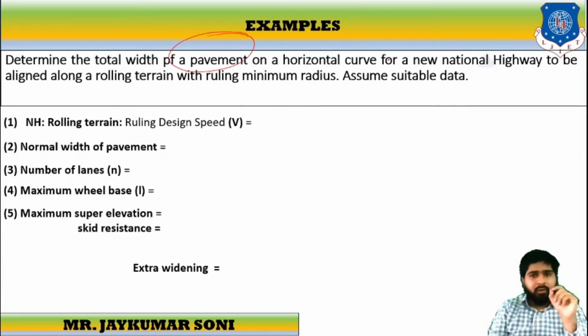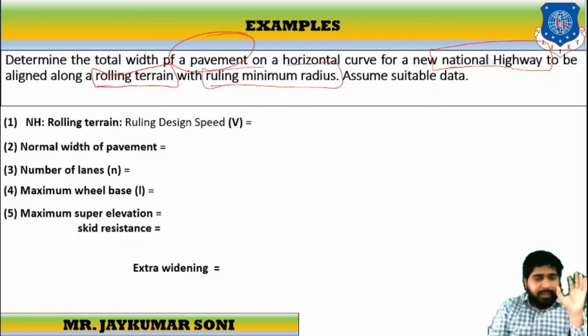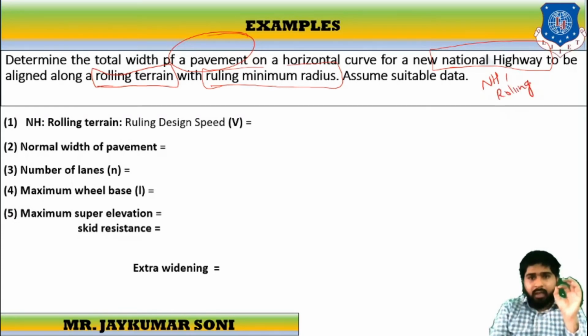On a horizontal curve, for a new national highway, I am creating a box around the important words. National highway to be aligned along the rolling terrain with the ruling minimum radius. Assume suitable data. See, no data is given. You have to consider a national highway that is having a rolling terrain which is having the minimum radius.